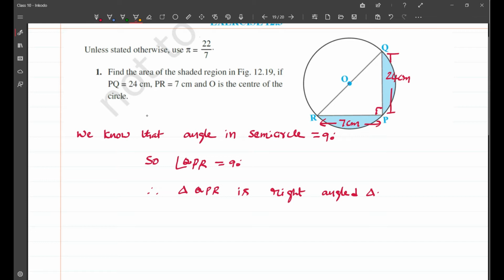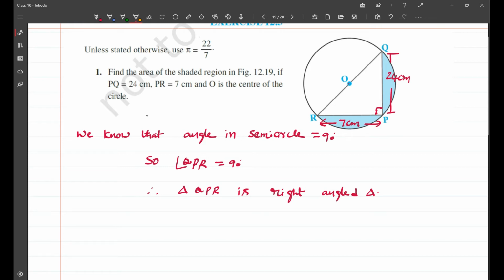So, we need to subtract area of triangle from area of semicircle. Area of triangle we can easily find out because area of triangle equals half multiply base multiply height. Base is given, height is given, so easily we can find out. But if you see semicircle, what is the area of semicircle? Area of semicircle is equal to pi r square by 2. But they have not given the radius of this semicircle. So we need to find out the radius.